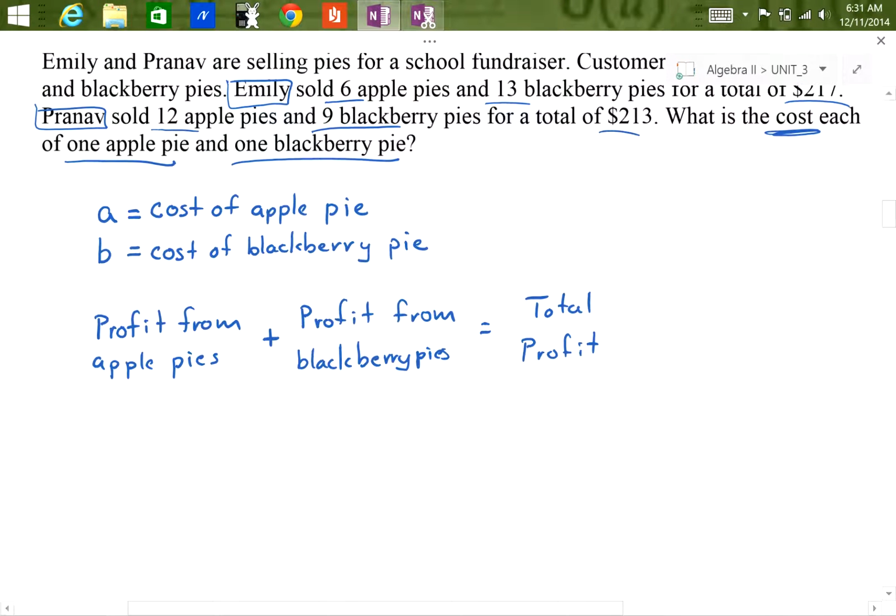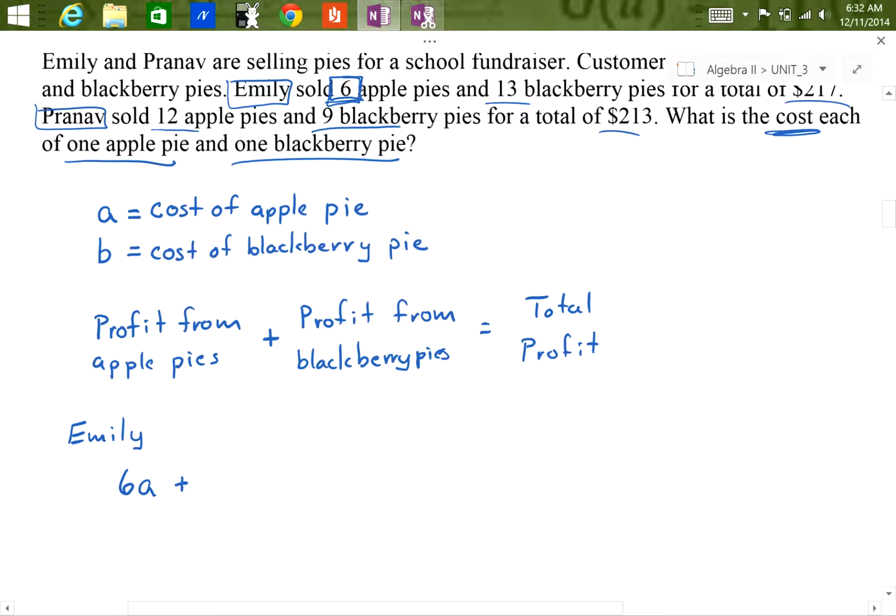Let's take a look first at Emily and see if we can fit the information given into this governing equation. So Emily sold 9 apple pies. Okay, well, what is the total profit from the apple pies? Well, it's her 9 apple pies times the cost of each apple pie, A, 9A. So the term 9A represents the total profit she made from apple pies: 9 pies times $A per pie.